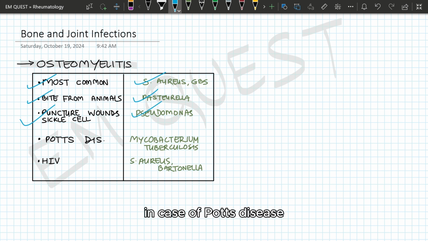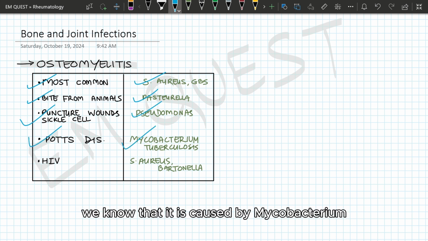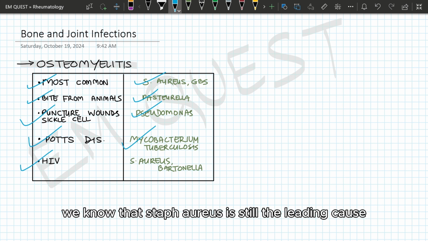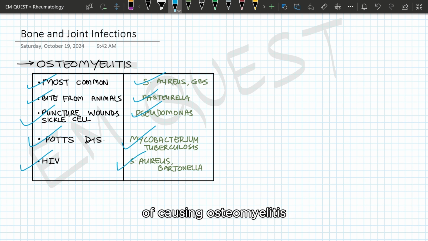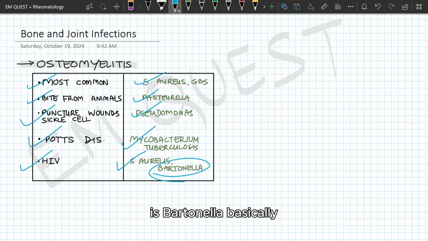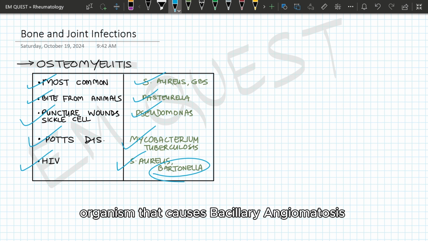In case of Pott's disease, we know that it is caused by Mycobacterium tuberculosis, and it is specifically in HIV patients. We know that Staph aureus is still the leading cause of osteomyelitis, but one organism that we need to be aware of is Bartonella. Basically, it's a gram-negative organism that causes bacillary angiomatosis.